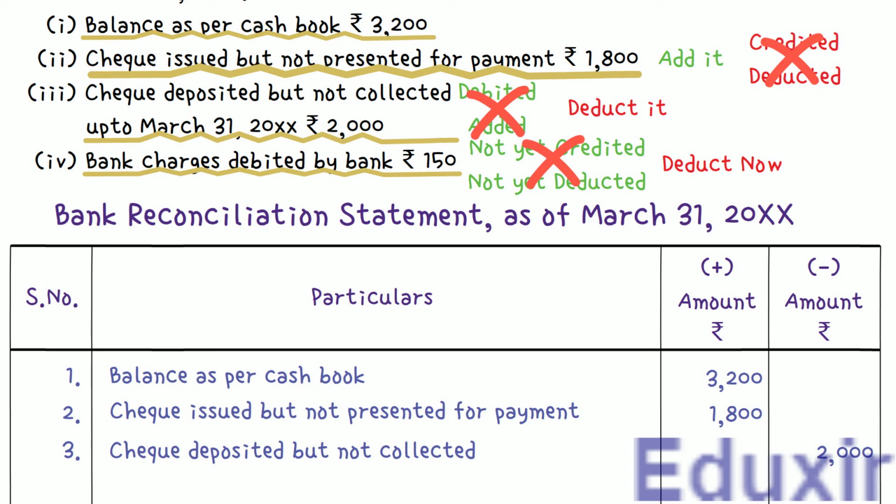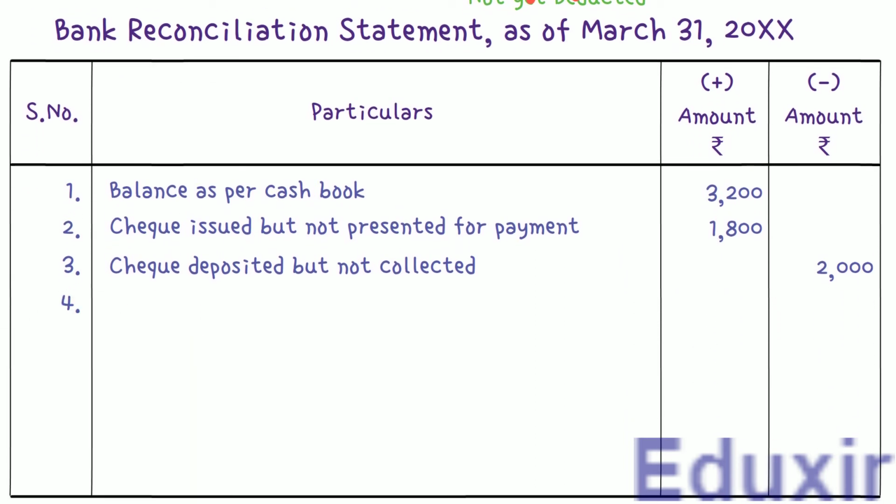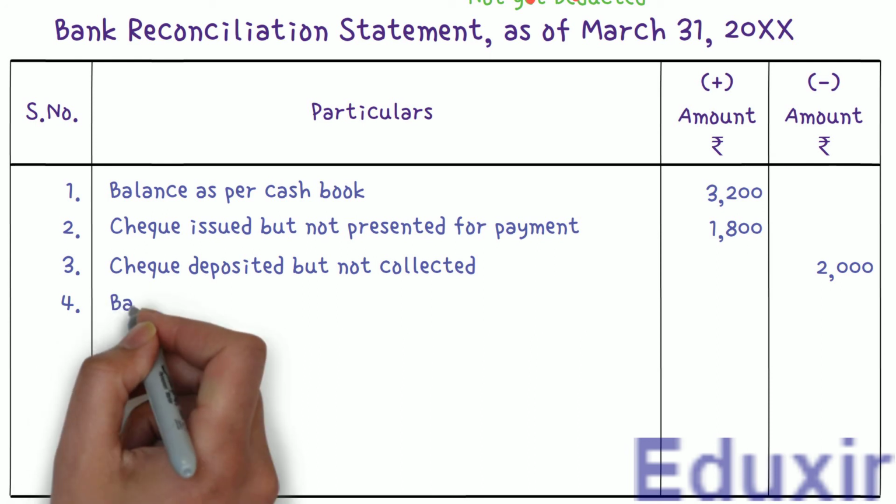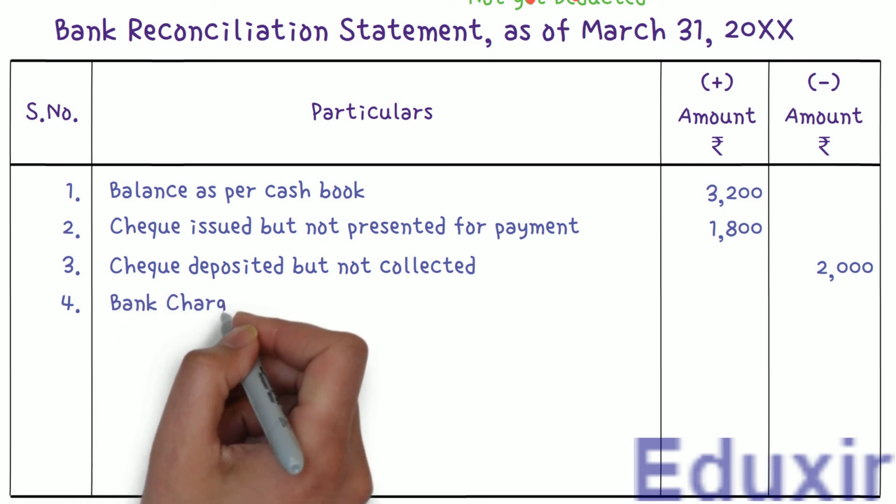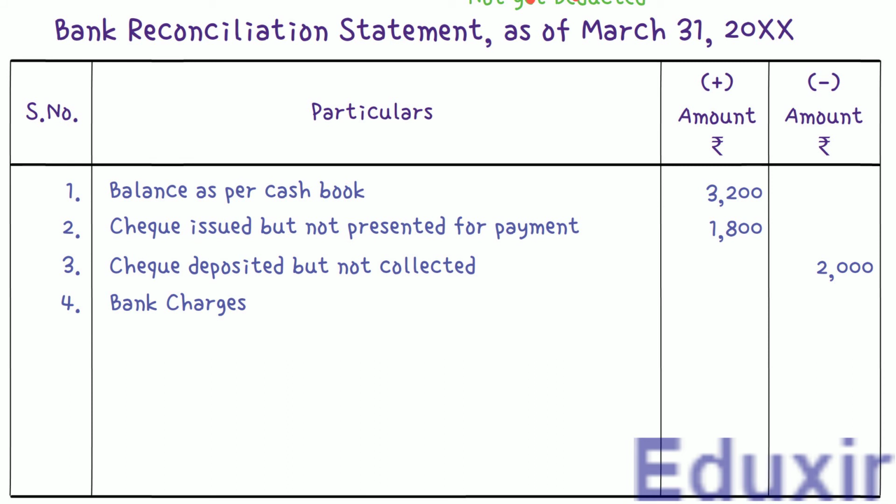Let us now enter these details into the bank reconciliation statement. Let us first write the serial number. Let us then write the particulars as bank charges. Let us deduct this amount of 150 rupees. That completes the recording of these details into the bank reconciliation statement. In fact, we have completed the recording of all these details into the bank reconciliation statement.